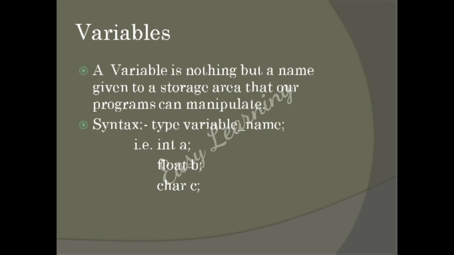Char, typically a single octet, 1 byte. It is an integer type. Int, the most natural size of integer for the machine. Float, a single precision floating point value. Double, a double precision floating point value. Void represents the absence of type.